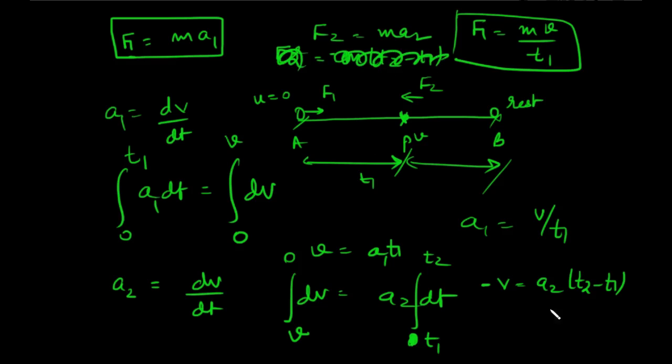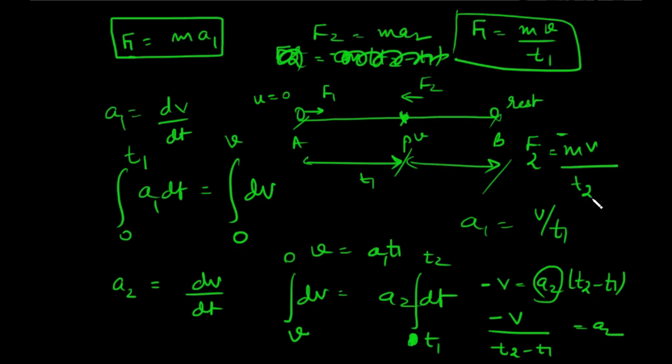Now I have to calculate A2, right? So this would be minus V upon (T2 minus T1). Yeah, this is A2. So now I'll put this expression over here. We get F2 would be equal to MV, and this is minus by (T2 minus T1), right? So either T1 and T2 minus T1 can be equal.